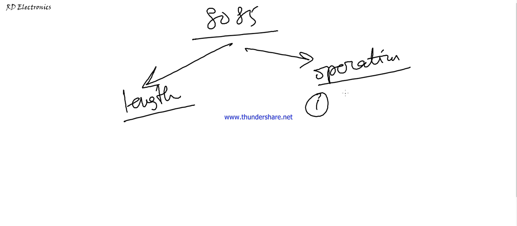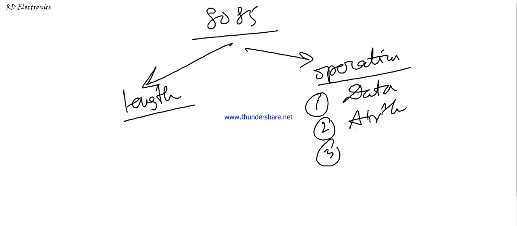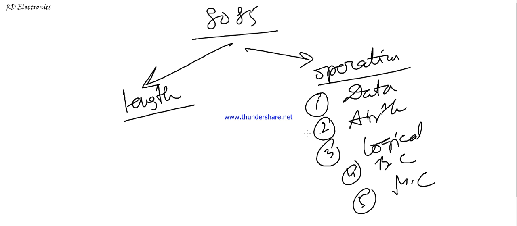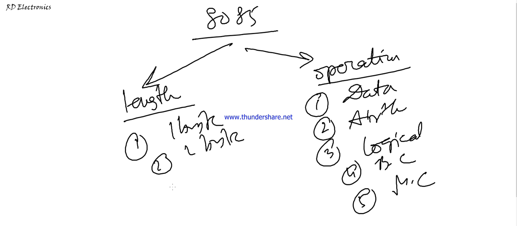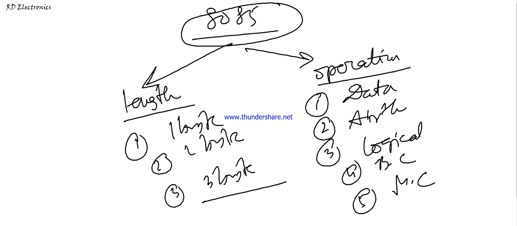Depending on the operation, there are 5 different types of instruction: data transfer, arithmetic, which we discussed in the previous lecture, then logical instruction, number 4 branch and control, and number 5 machine control. But depending on the length, there are 1 byte, 2 byte, and number 3 is 3 byte instruction. So that's all for today. Thank you.